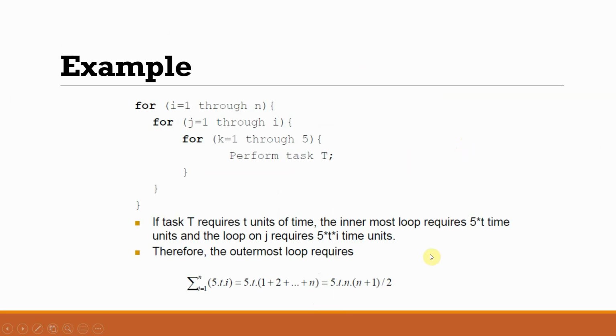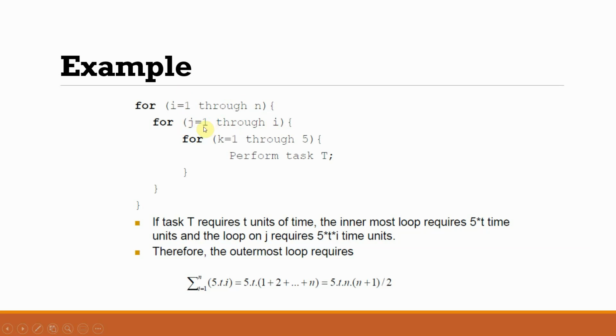This is another example where we have nested loops. Here i changes from 1 to n, j changes from 1 to i, and k changes from 1 to 5. Okay, so for this one, it's easy to calculate how many operations we have. The innermost loop just has 5 iterations if we ignore the outer loops. For the outer loop, we know that we go inside this loop n times. But for this one, it's not as easy to calculate.